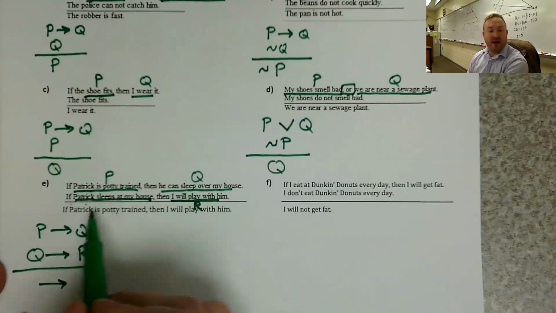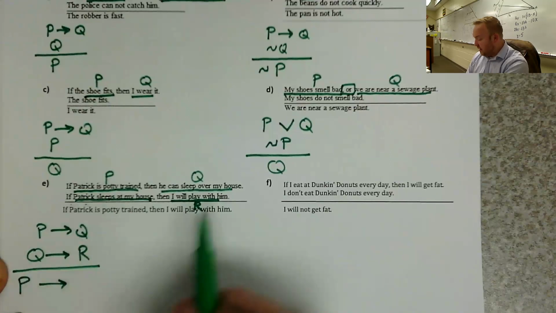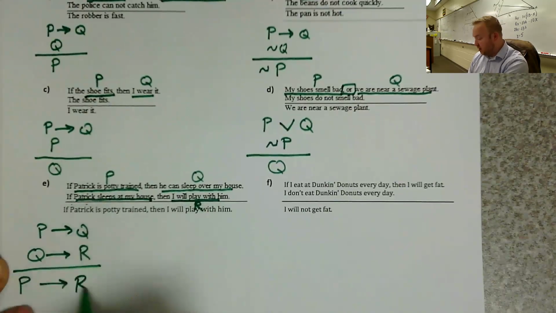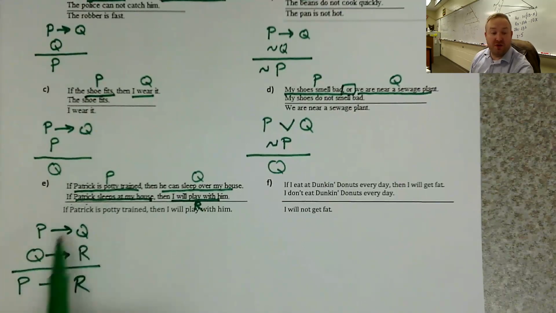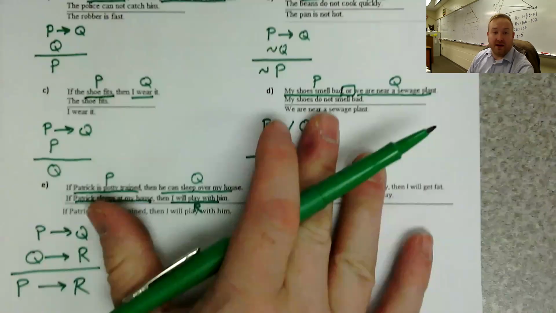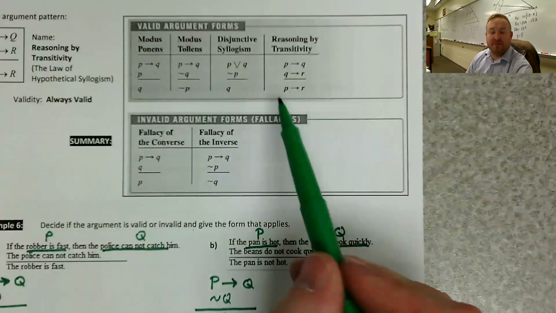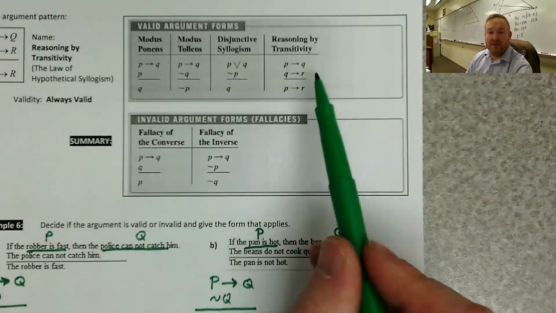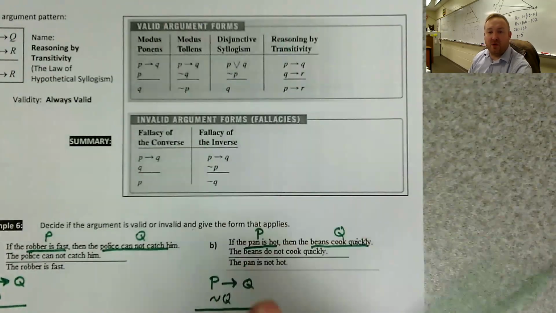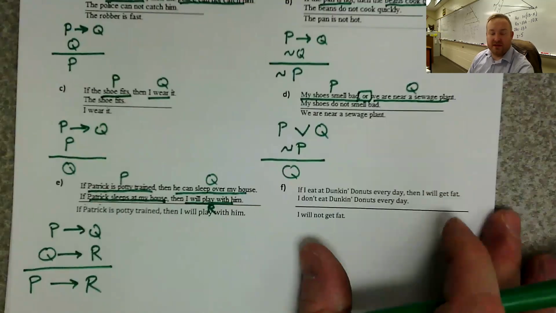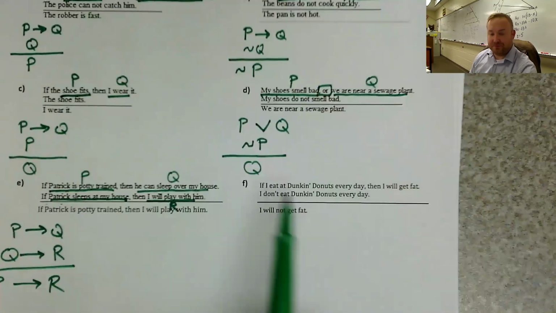Patrick is potty trained. That was P. And then I will play with him. Well, we just called that R. Okay. So P implies Q, Q implies R, conclusion, P implies R. And I think you'll notice that that is the exact form for reasoning by transitivity. So again, this is another valid argument form. This is a valid argument and it fits into the reasoning by transitivity category.